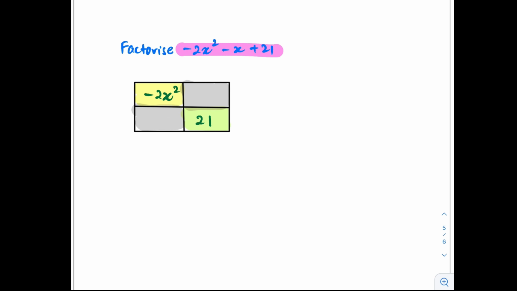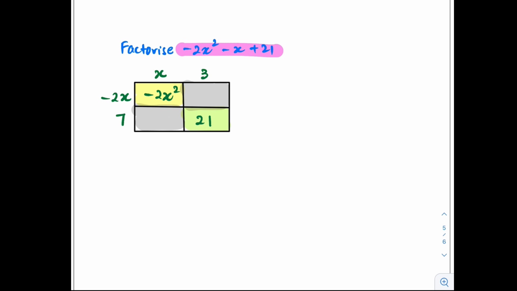So let's ask ourselves again, how do we get 2x squared? We can get 2x squared if we have x times negative 2x. That would give us negative 2x squared. And how do we get 21? We can get 21 from 1 times 21, or we can get 21 from 3 times 7. So let's try 3 and 7 and see what we get here.